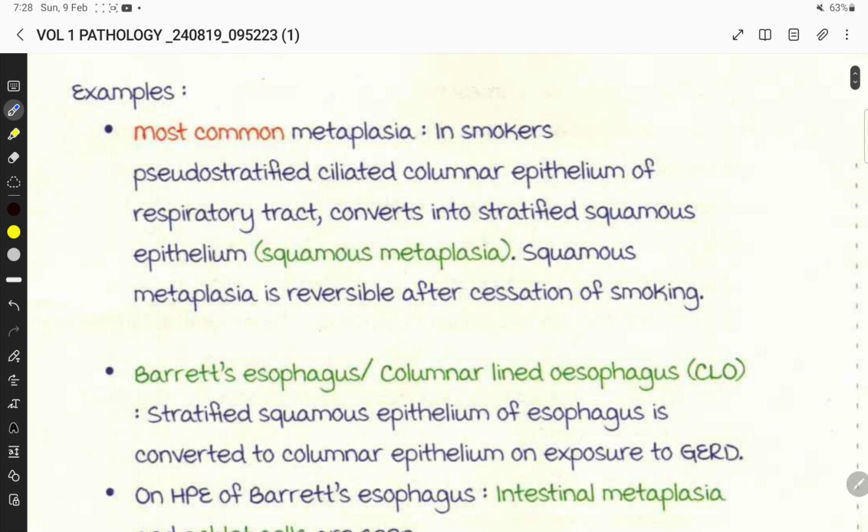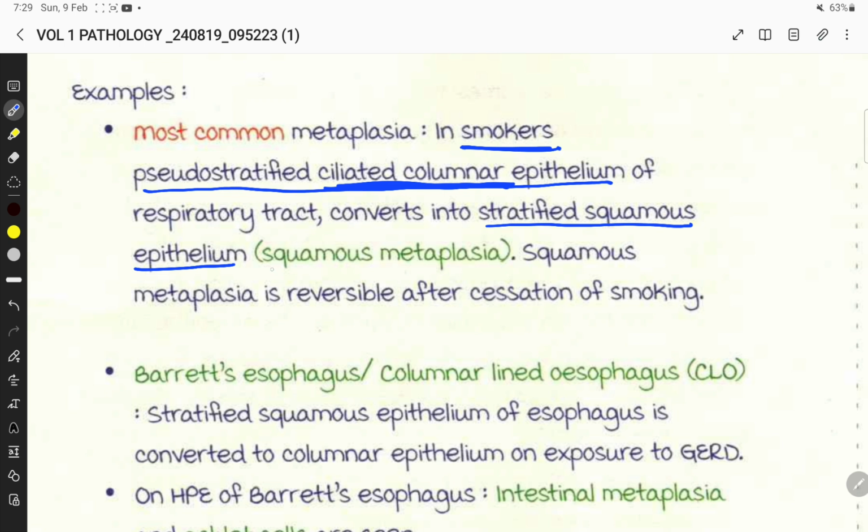Examples: the most common metaplasia is in smokers, where the pseudostratified ciliated columnar epithelium of the respiratory tract converts into stratified squamous epithelium. This is known as squamous metaplasia. Squamous metaplasia is reversible after the cessation of smoking.